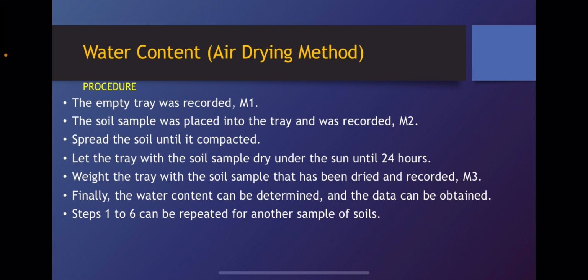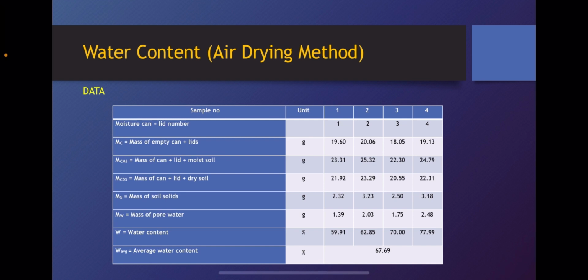But in my experiment, I use oven as a dryer. Number 5, weigh the tray with the soil sample that has been dried and record as M3. Finally, the water content can be determined and the data can be obtained. So finally, steps 1 to 6 can be repeated for another sample of soils. This is the data of my water content experiment.